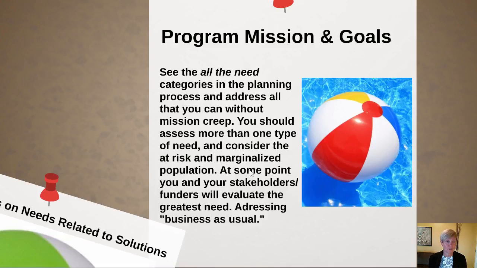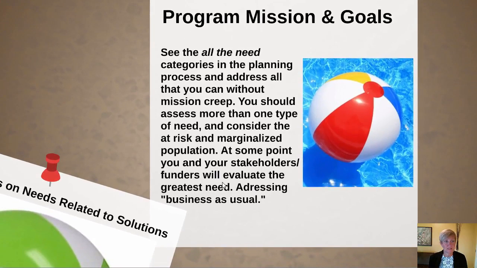That being said, you are looking at your mission. You don't want what I refer to as mission creep. Others have referred to it. It's not my term, but really you're creeping out there beyond what it is that you are being paid to do. You should assess more than one type of need and consider the at-risk and marginalized population. If your organization is tasked with looking at that population and you design a program that you feel is a need only to one sector, that's very exclusionary. And oftentimes in human services, we are looking more at the marginalized populations because the group that is not marginalized has probably solved that problem already for themselves. And I think we tend to forget that sometimes our programs may be elitist and exclusionary. So at some point, you and your stakeholders and funders will evaluate the greatest need. Hopefully you have everybody involved. And then you will be addressing that business as usual model and hopefully making some adjustments there.